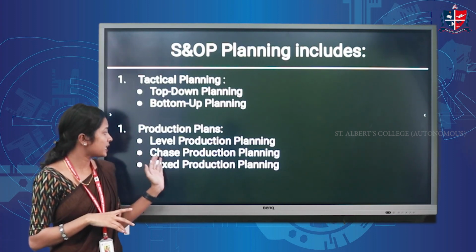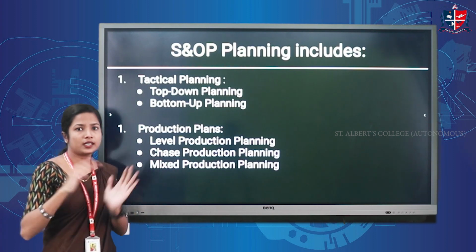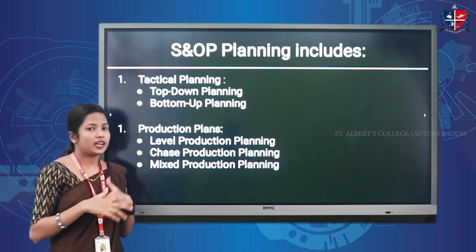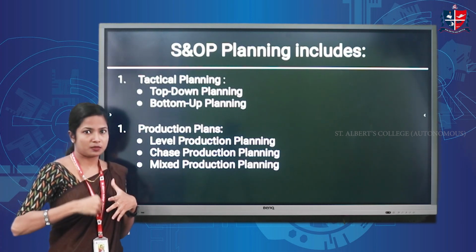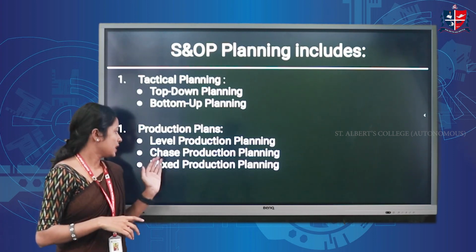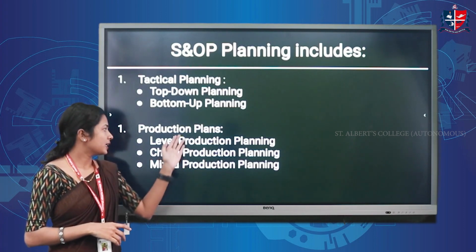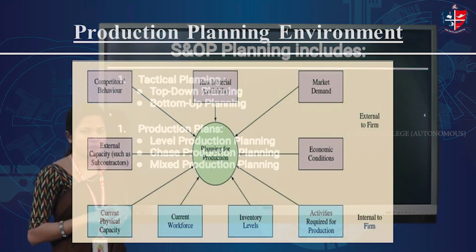Then the second one is the chase production planning. This is completely related to the customer demand, that means the customer order. When we get the order from the customer, only then will we produce the product. That is the chase production plan. Next, the third one is the mixed production planning. It is the combination of level production and the chase production plan.